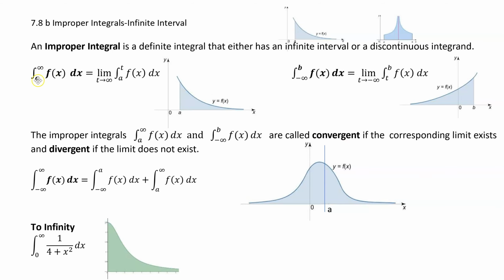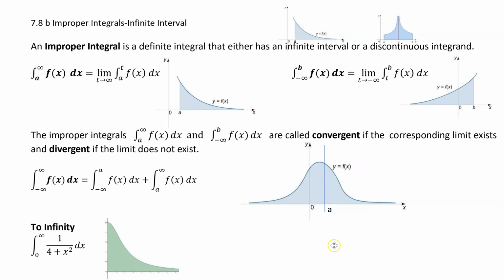We can go off to positive infinity, or we can come from negative infinity. And so we have two different ways of looking at it. If you're going to infinity, we use what we used in the last video, and we just replace the infinity with a t, and we go from t to infinity. If we're coming from negative infinity, then we replace the t again with negative infinity, and we say the limit as t approaches negative infinity. It's nice and simple.